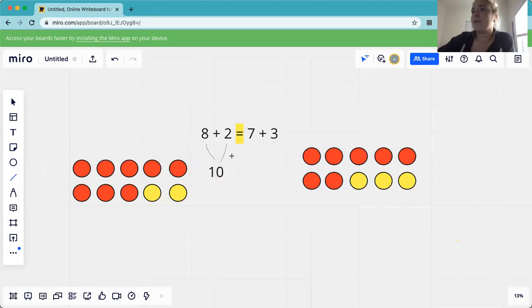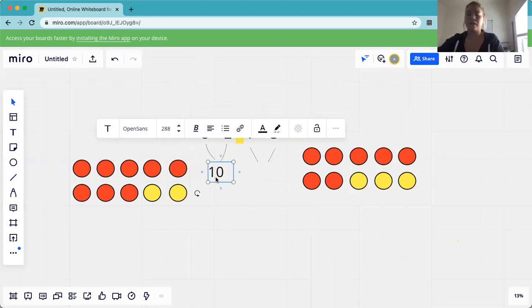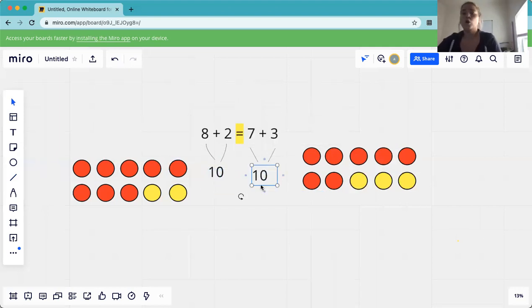I'm going to do the same thing I did on the other side. I figured out that it is 7, so I'm going to move it over. I figured out that my 7 and my 3 also equals the number 10. So that is making my equation true, because 8 plus 2 equals 10 and so does 7 plus 3. So 8 plus 2 equals 7 plus 3.